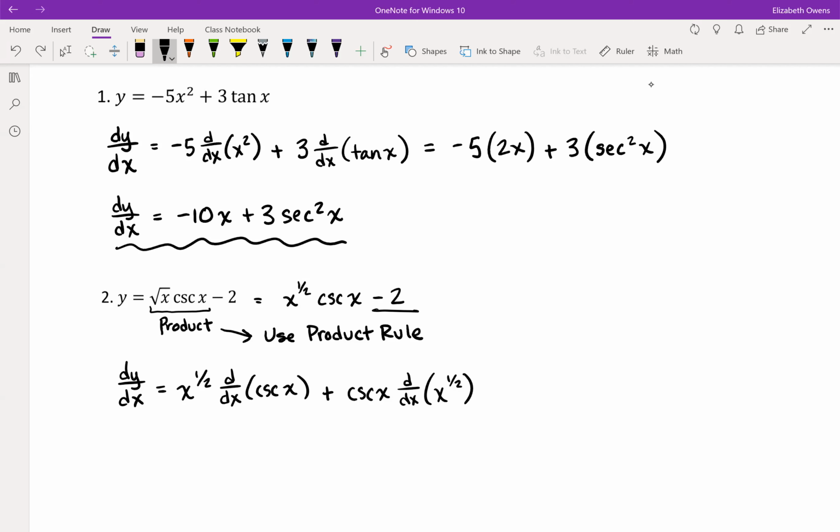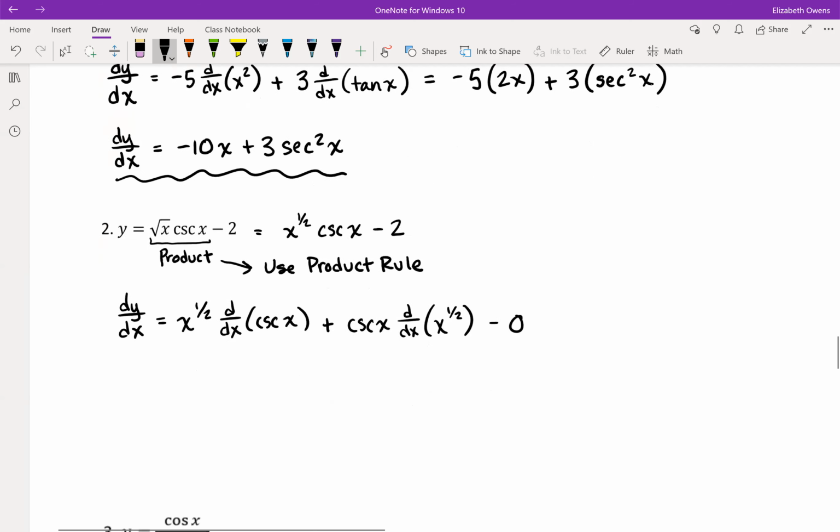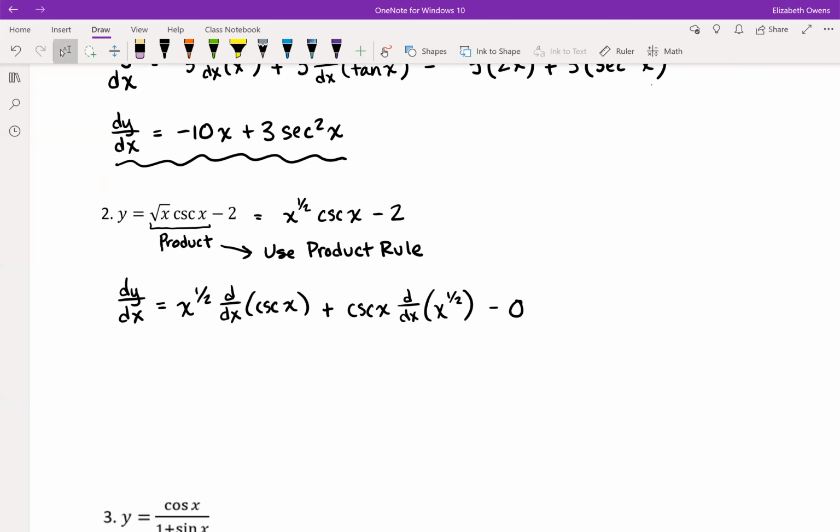And then for our constant there, the derivative is 0. So we could put a little minus 0 on the end there just to show ourselves that we handled that. All right, but it's not really going to have much of an impact.